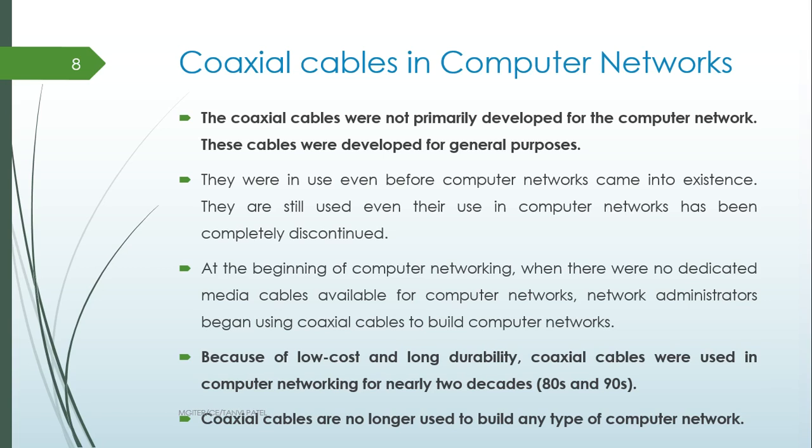At the beginning of computer networking, when there were no dedicated media cables available, network administrators began using coaxial cable to build computer networks. Because of low cost and long durability, coaxial cables were used in computer networking for nearly 2 decades, that is in the 80s and in the 90s. Coaxial cables are no longer used to build any type of computer networks.